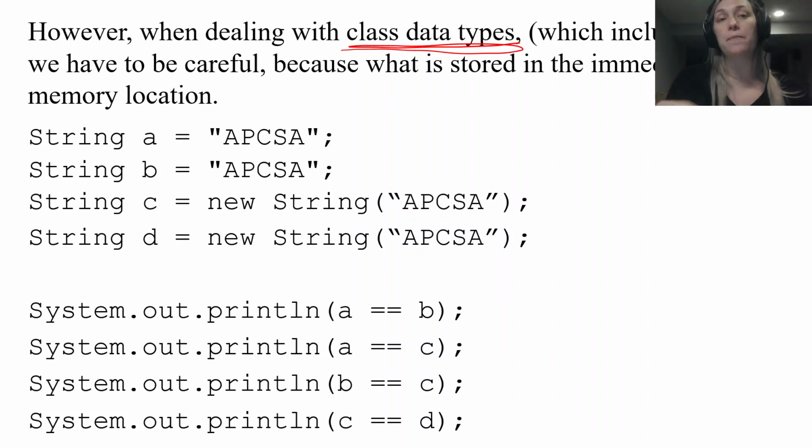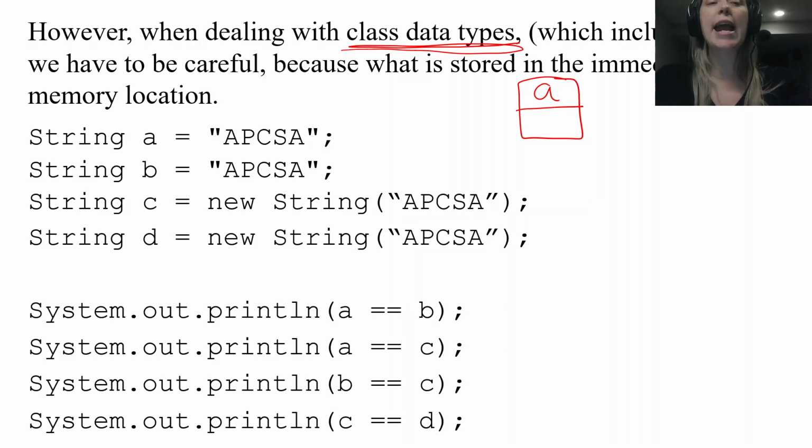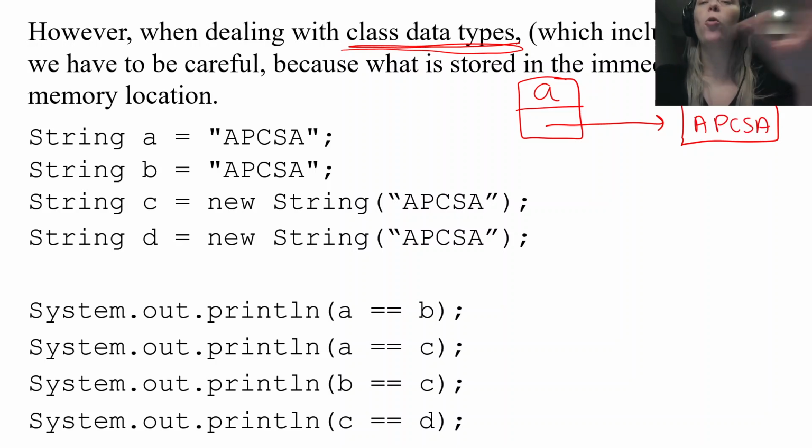String A and string B are created with what we call a string literal. Okay, and string C and string D are created with the actual string constructor. Okay, both are accepted ways of creating a string in Java. Okay, now the thing you have to remember with the way they are declared. Okay, so A is our reference, and A actually doesn't hold the string AP CSA. It holds the memory location of AP CSA. Okay. Holds the memory location.